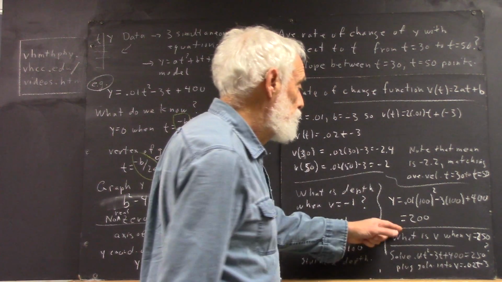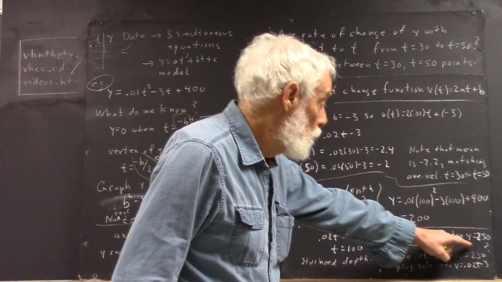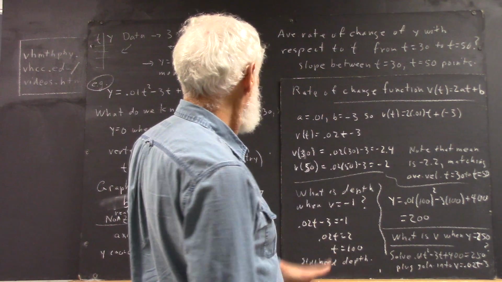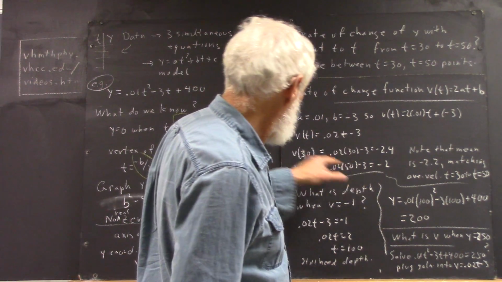In other words, we would solve for t. Given the y, we can solve for t, and then given t, we can plug it in here and find the velocity.